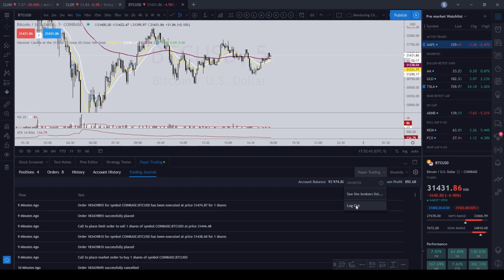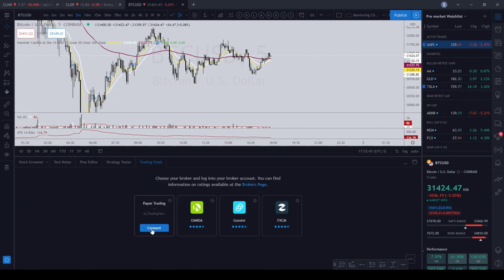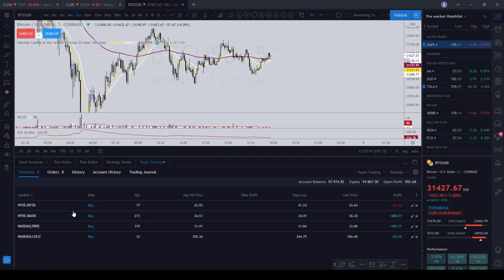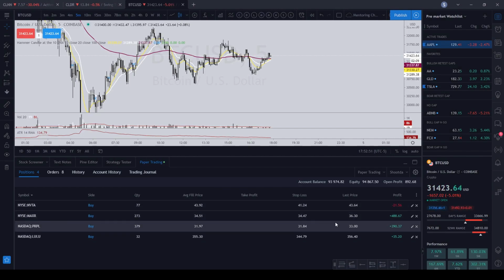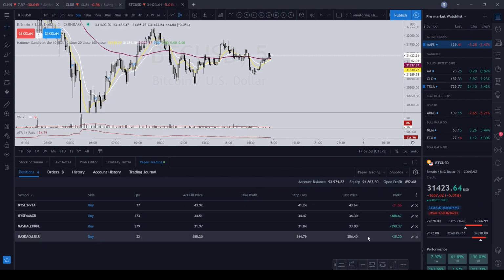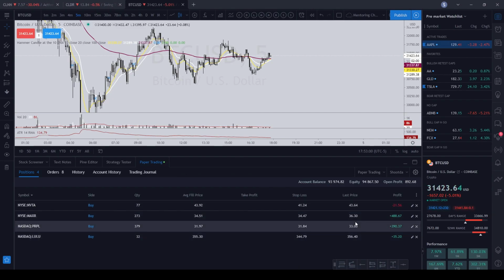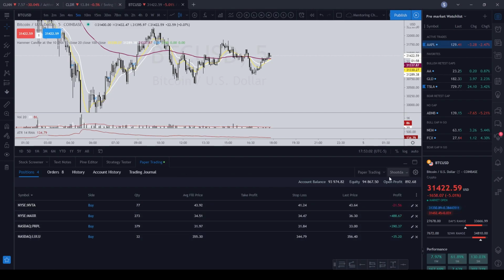Now, the nice thing about this is you can click log out, go back in, and log back in, and your positions are still there. So the nice thing is you can turn it on and off at will, when you want to paper trade, when you don't want to paper trade. You don't have to leave it on all the time. And if you do close it, you're not losing any of your positions. They can remain open.